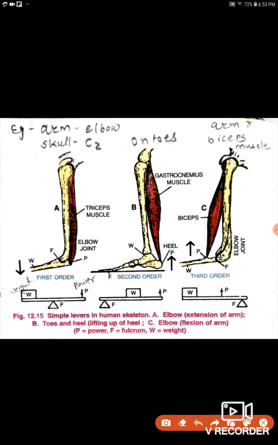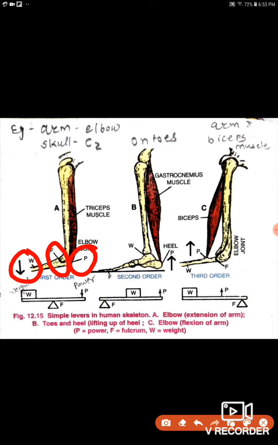First order lever mechanism is where the fulcrum is exactly in the middle, which balances weight and power. It is present in the arm and elbow, and the best example is the skull and the second vertebra in the neck region. So what will happen here? The fulcrum will be in the middle. Whatever weight we are giving, because of that the power will be generated, which gives the movement.